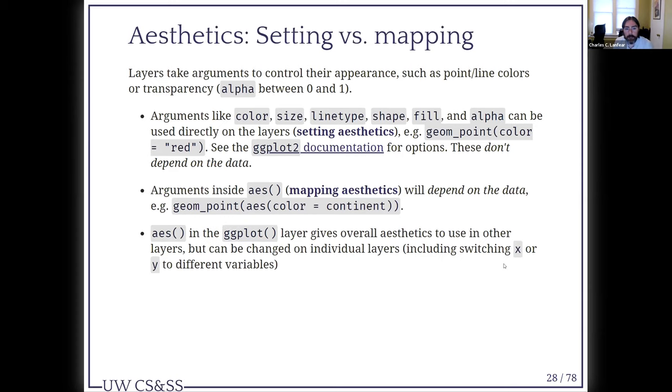Okay. So you can also set the aes like this in the original ggplot layer. If you do this, every subsequent layer you add to it will use the same aesthetics. If you want everything you draw in your plot to be the same colors and sizes and based on the same variables, you only need to write it once up in the ggplot call and it will propagate through. And I'll show that here in another slide.